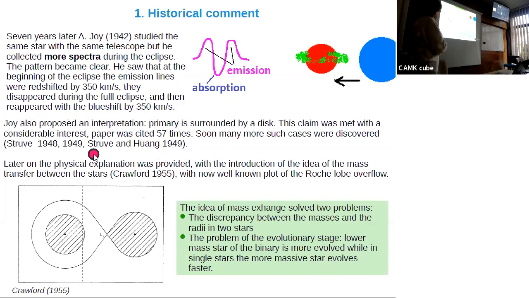So Joey in 42 already proposed an interpretation, because his data was clear enough to propose that we actually have this kind of ring around one of the two stars. And that paper was cited 57 times. Soon after, in similar Algol type variables, the same behavior was noticed by other people. It still didn't have a physical explanation why those emission lines and why this ring forms there.